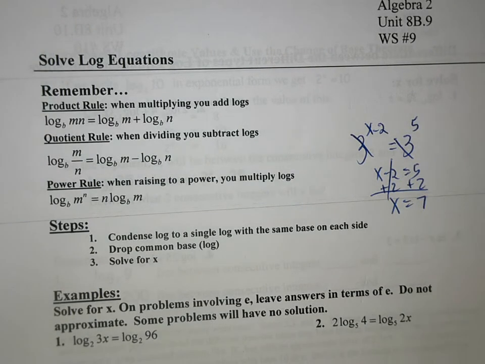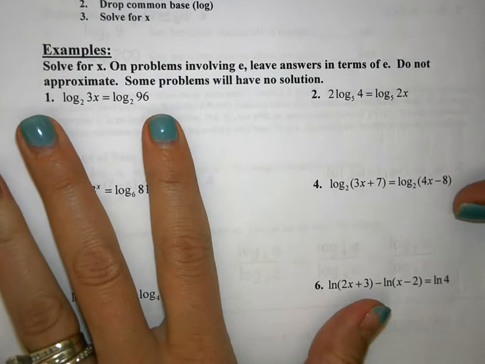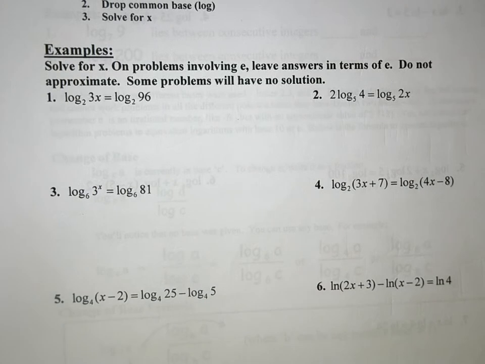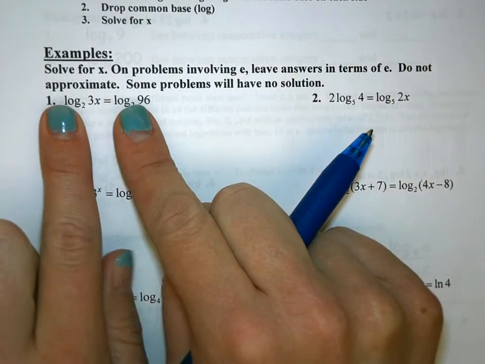Sometimes you're going to have to condense them. Sometimes you may have to expand them. Most of the time you're going to condense them so that they are a single log on each side. So on example 1, is there a single log on each side? Yes. They will always have the same base. You just want it so you have one log on both sides.